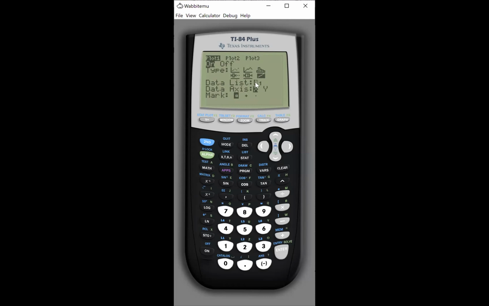For me, since I entered the data set into L2, I have to change it from L1 to L2. So I hit the second button, the blue button again, and then the number 2. Now it's in L2. Everybody good so far with that? All right, then you go to graph.